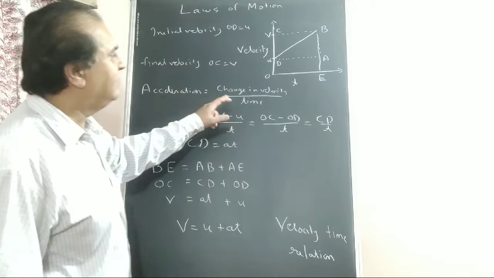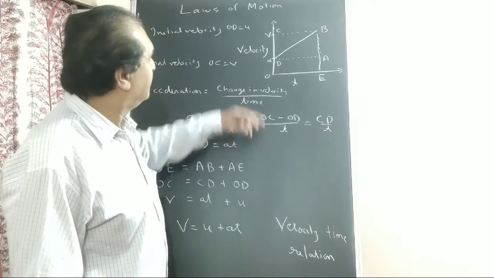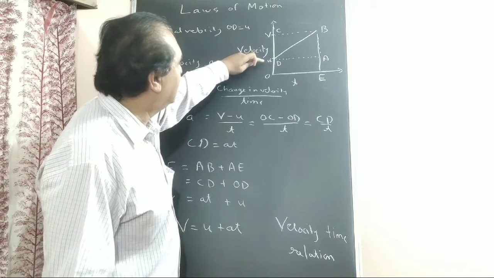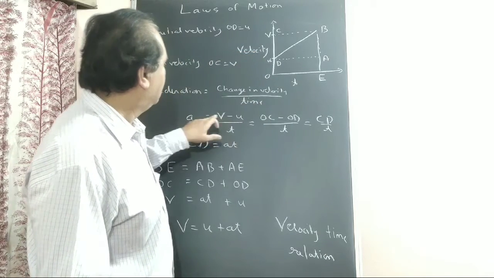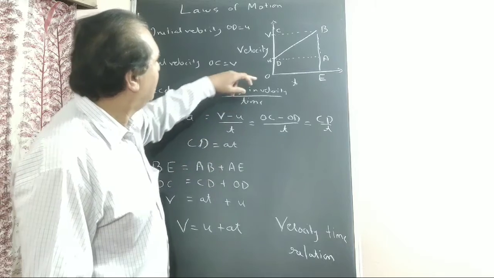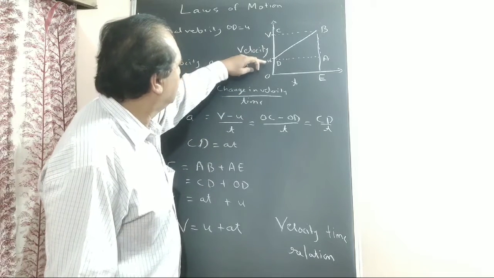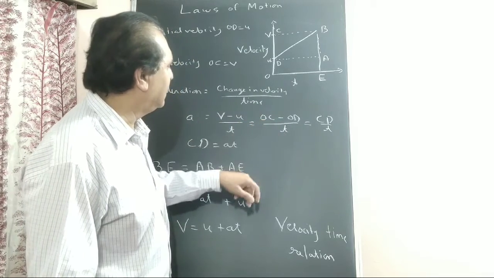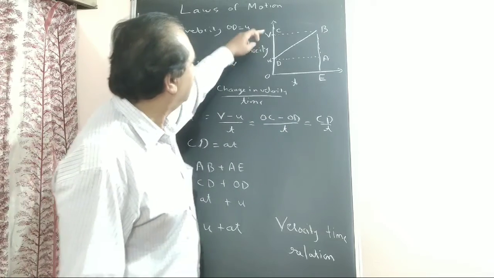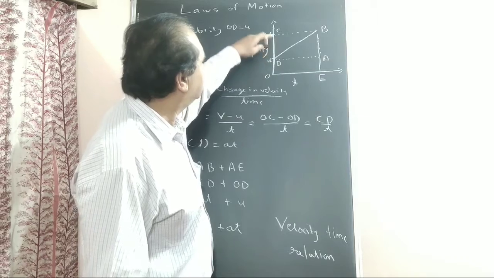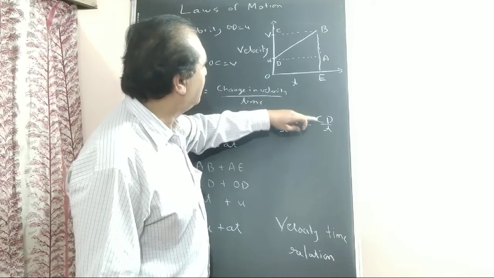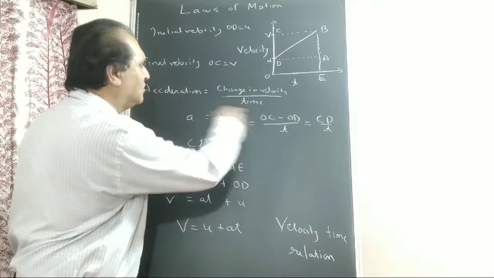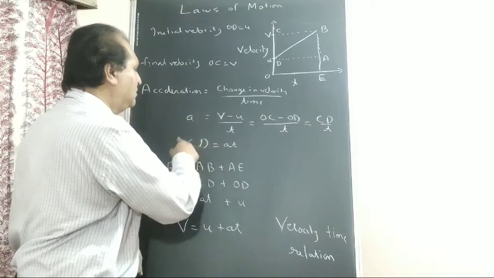Acceleration is always change in velocity upon time. That is v minus u, final velocity minus initial velocity, upon time. v minus u upon t. v is your OC, u is OD. So OC minus OD upon t. But OC minus OD is your CD. CD upon t is acceleration, so cross multiplying, CD equal to at.